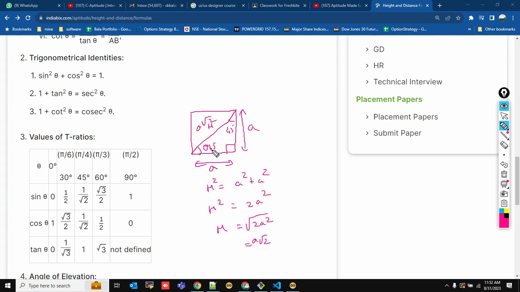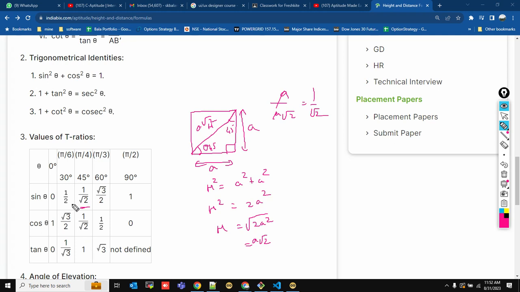Now let's see what is sine theta. Sine theta is nothing but the opposite side by the hypotenuse, which is a by a root 2. The a's cancel, which is 1 by root 2. That is what is here. What is cos theta? Adjacent by hypotenuse, which is also 1 by root 2. What is tan theta? Opposite side by adjacent, which is a by a, which is 1.